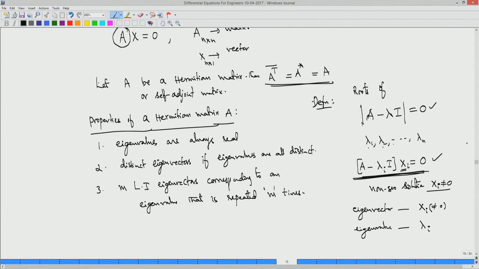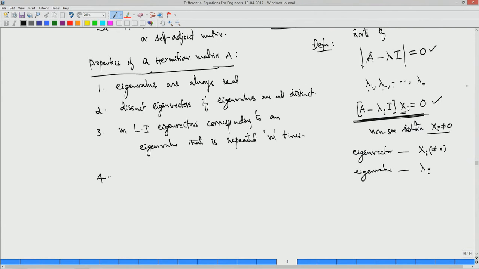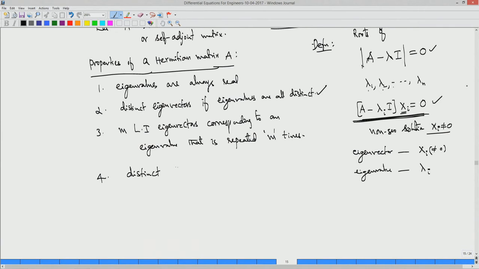Again, one more important property here is an observation. Suppose that all the eigenvalues are distinct, so you will get n distinct eigenvectors. Not only are they linearly independent, they are orthogonal to each other. So, distinct eigenvectors are all orthogonal.